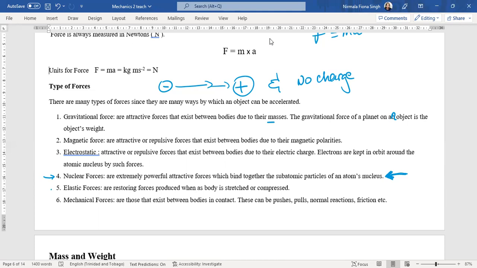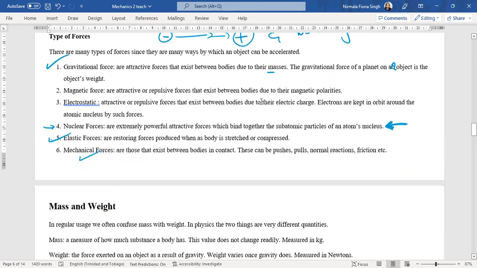Five, elastic forces. These are restoring forces produced when a body is stretched or compressed. And six, mechanical forces. These are forces that exist between bodies in contact. These can be pushes, pulls, normal reaction, friction, etc. We've already covered gravitational force in class, and we're going to start looking at mechanical and elastic. We've touched on it in Hooke's law, but we're going to see that in a little bit.